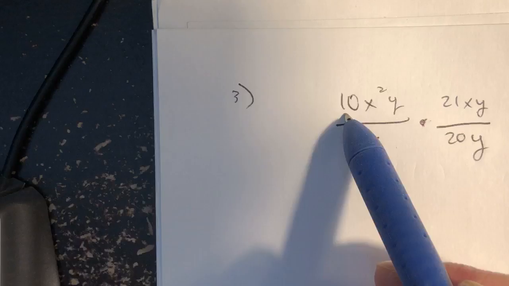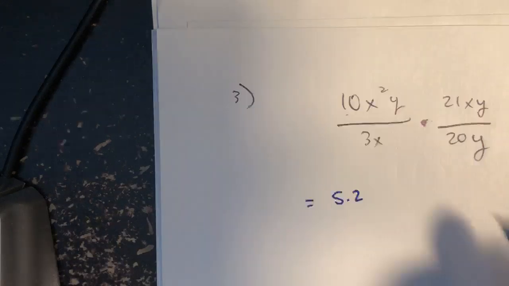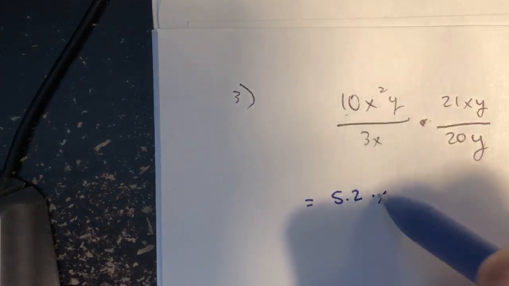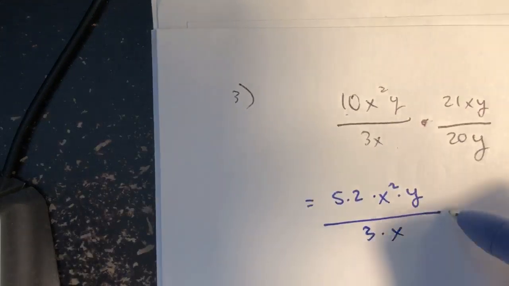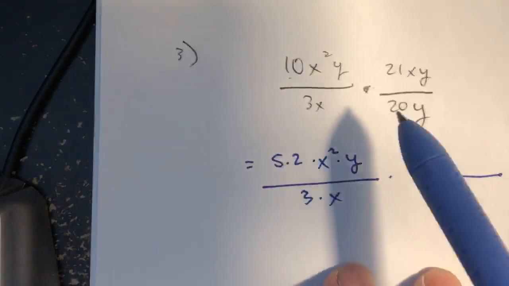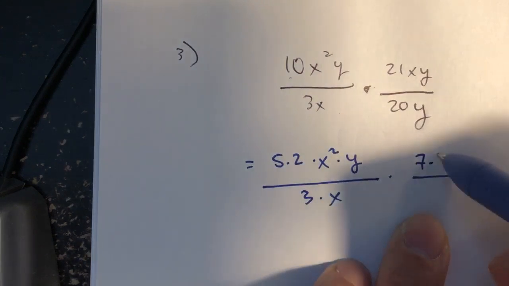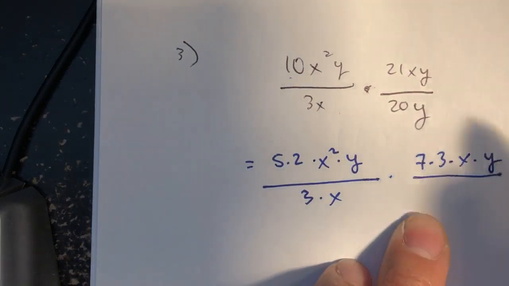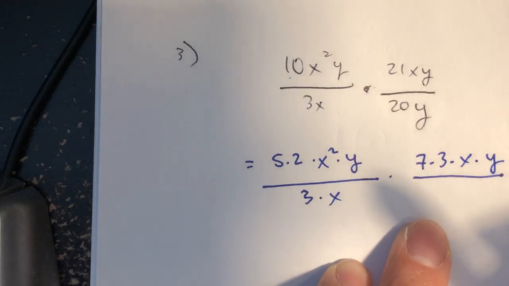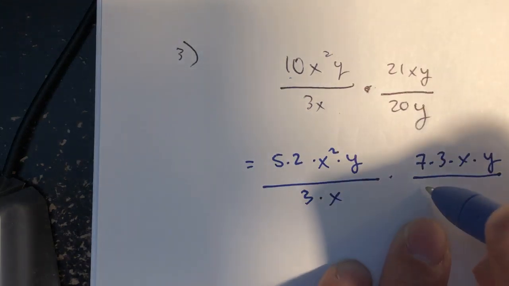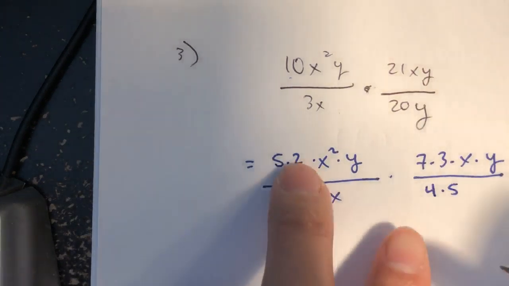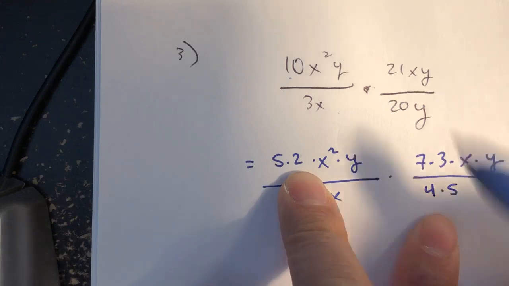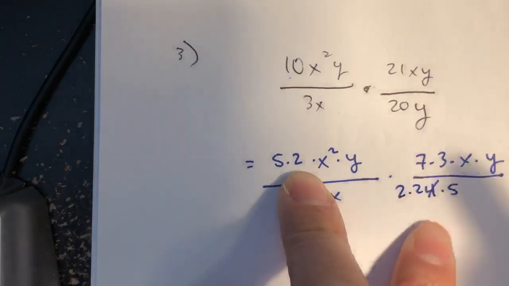Now to simplify these, you can break the constants into factors. So 10 would be 5 times 2. I don't think I need to break up these, x squared and y. I have 3 times x. 21 is going to turn into 7 times 3, xy. And 20 is going to be 4 times 5. Now that I'm looking ahead, this 2 here is going to be turned into a 4. So I have 2 times 2.